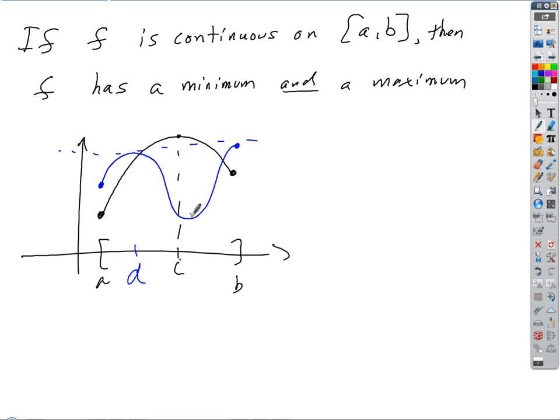So if I ask for the absolute maximum, that would be improper. It'd be absolute maxima, and they would occur at both D and B, right? Absolute minimum, C. It's supposed to be at C, right? Okay. Now here's Riley's case.